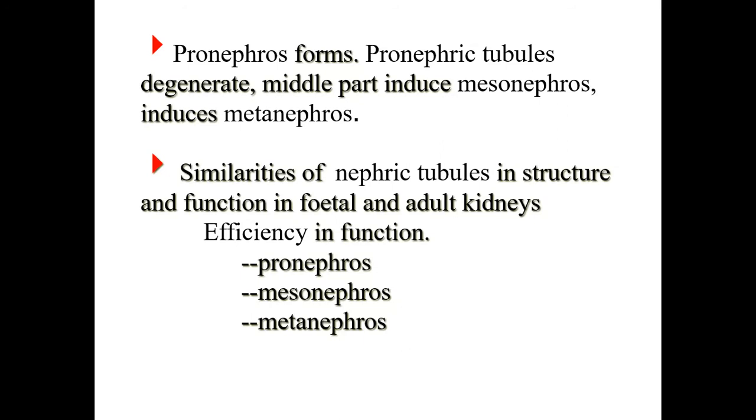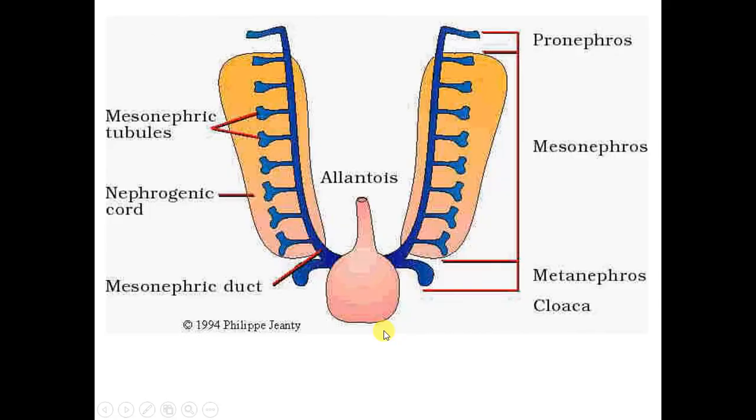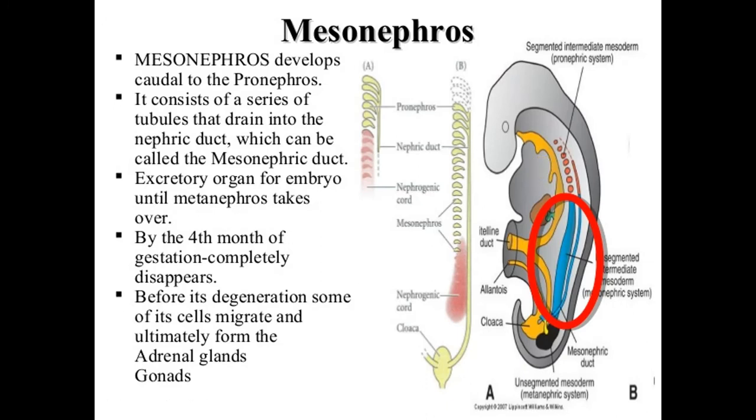So efficiency in function is through the pronephros, mesonephros, and then the metanephros. Here we see pronephros, mesonephros, metanephros. Initially they say the pronephric duct opened into the cloaca, but it fuses with the mesonephric duct later on. So then is the mesonephros.